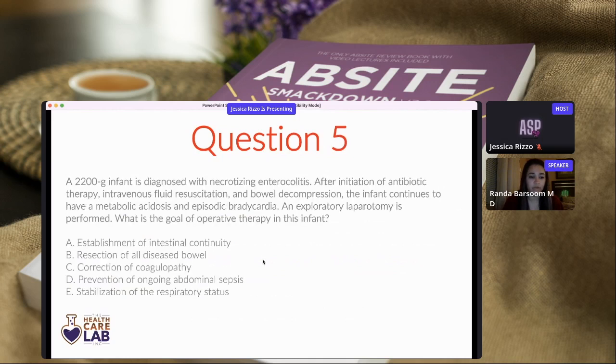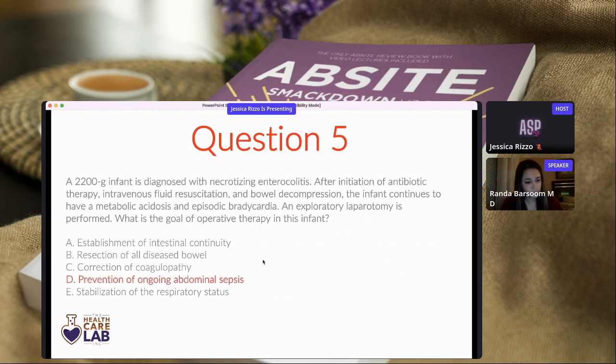So a 2,200 gram infant is diagnosed with necrotizing enterocolitis. After initiation of antibiotic therapy, intravenous fluid resuscitation, and bowel decompression, the infant continues to have a metabolic acidosis and episodic bradycardia. An exploratory laparotomy is performed. What is the goal of operative therapy in this infant?